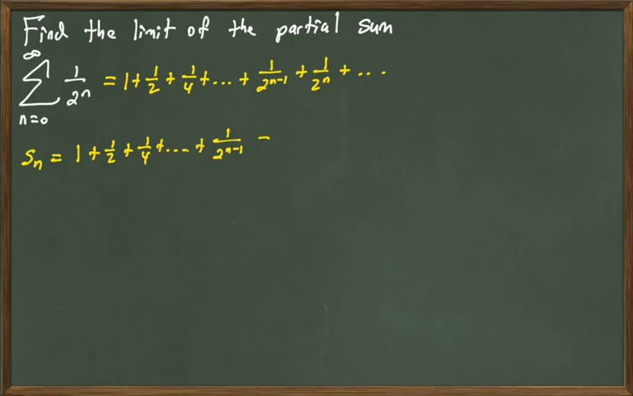Now we're going to use the formula 1 plus x plus x squared plus and so on up to x to the n. We're going to use a modification of that. That is 1 minus x to the n plus 1 all over 1 minus x. Okay, so instead of x, we're going to have 1/2, and instead of n, we're going to have n minus 1 in place there. So let's go ahead and use that here.